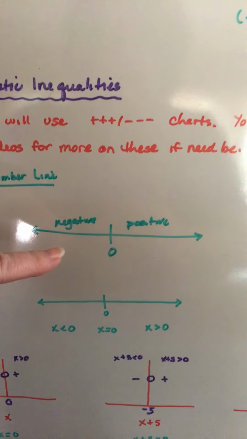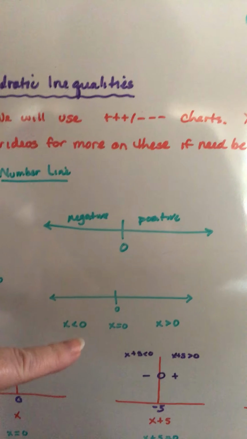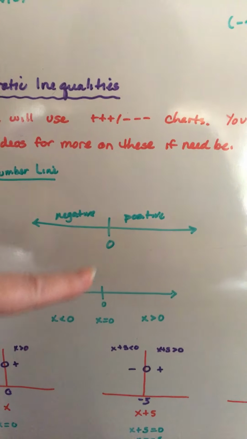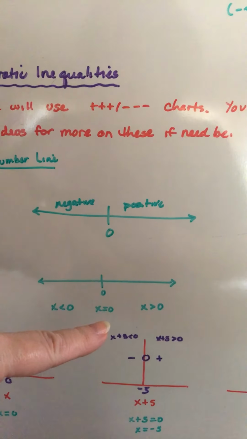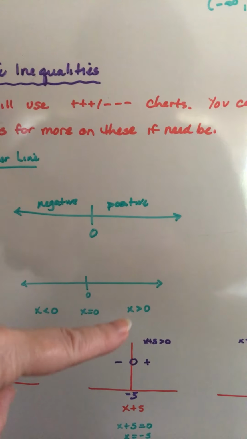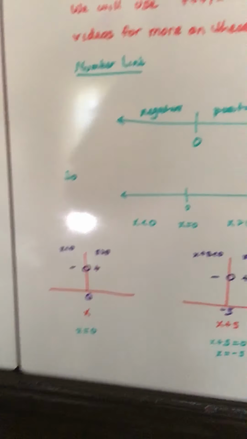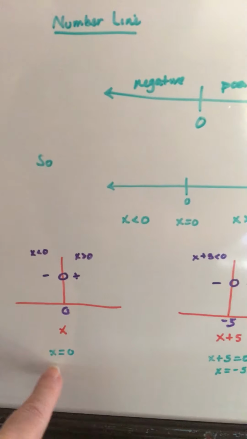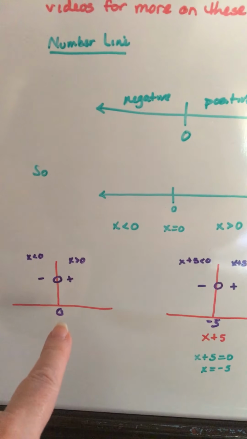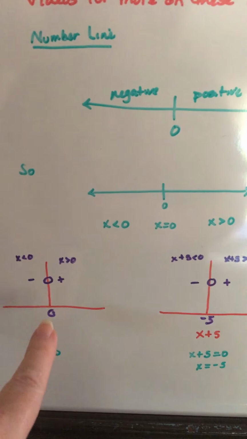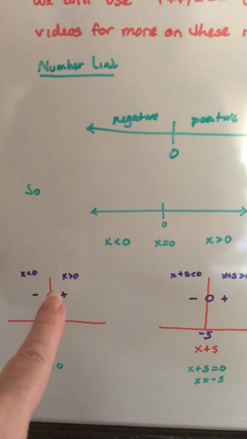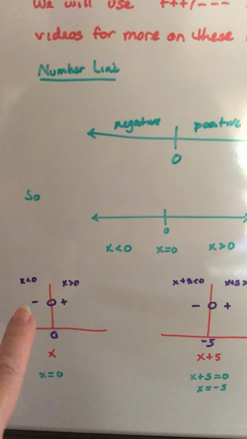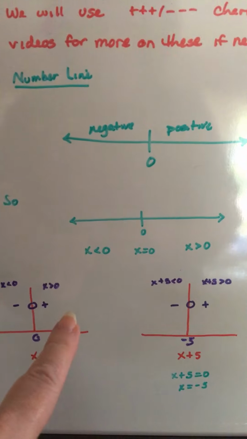How do you indicate negative algebraically? You say x is less than 0. How do you indicate 0? x equals 0. How do you indicate positive? x greater than 0. So now, when I come down here and I just say x, what makes it 0 is 0. So, who's playing 0 for x is actually 0. And so what's on the left is negative. What's on the right of 0 is always positive.